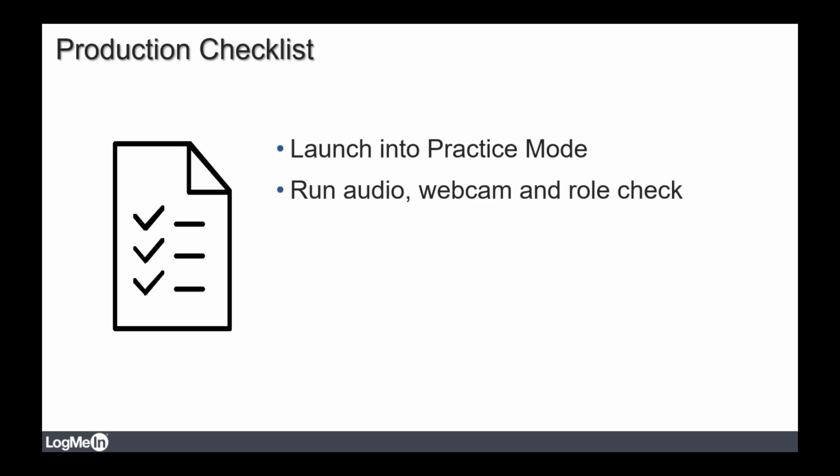Let's go over the production checklist. The webinar scheduling organizer launches the webinar in practice mode. You're going to want to run audio and webcam checks and confirm everybody knows their role. Review roles, upgrade the panelist to co-organizer if needed. Reconfirm the flow of the presentation. Who's going to be screen sharing, managing the questions? Has anything changed since the dry run?